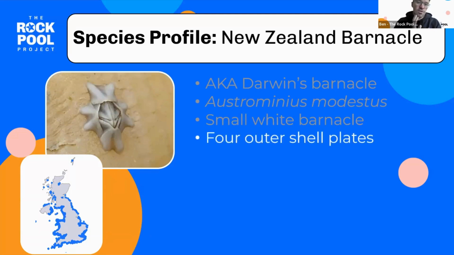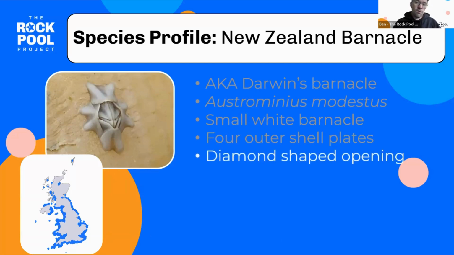One of the key features to look out for are the 4 outer shell plates. Our native species tend to have 6 outer shell plates, and it can be quite tricky sometimes to count them, but not on the invasive species, not on the New Zealand barnacle. They tend to be quite clear. So if you're unsure, there's a good chance that it isn't. But as I say, feel free to record it, and people will have a look at it.